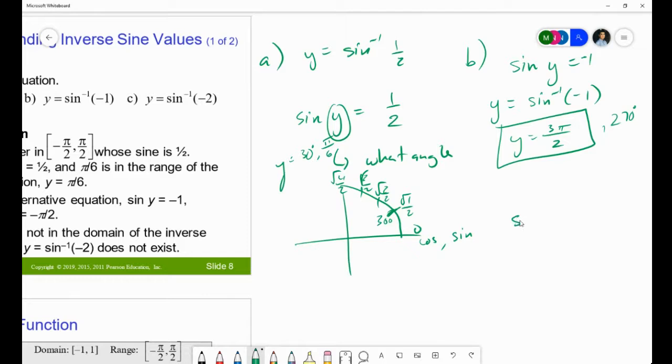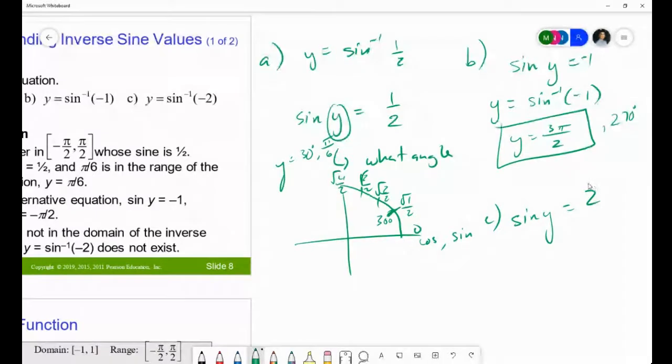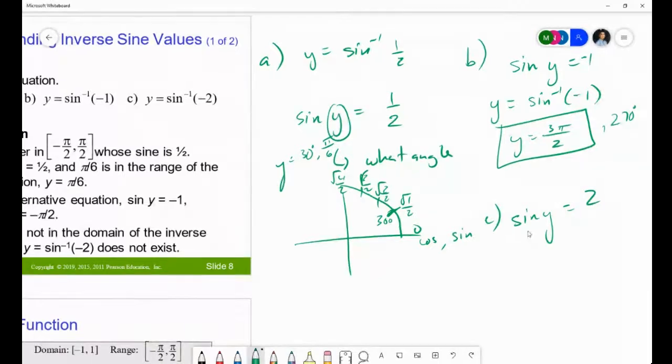Okay. What about sine of y equals 2? So now, go ahead. I was just going to say that's not an angle, or it's not existent, I guess. Yeah, so that does not exist, right? Because you can never get the sine of something to be 2, because that's outside of our range, okay? Okay, very good. So it does not exist.